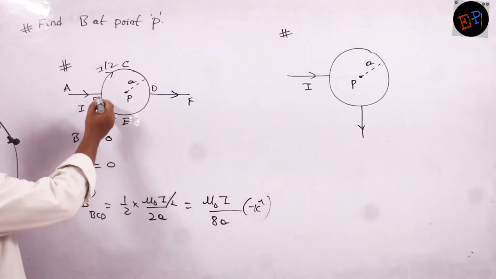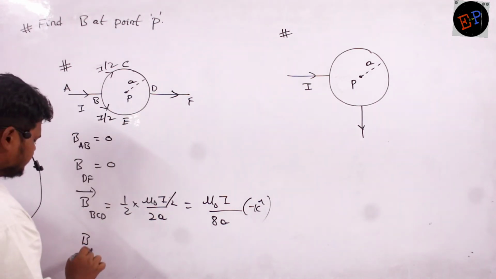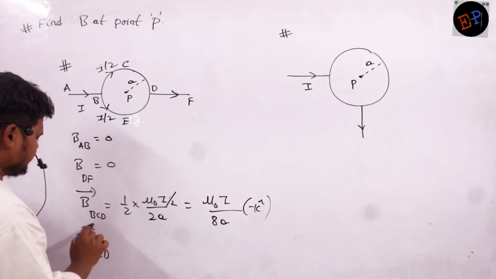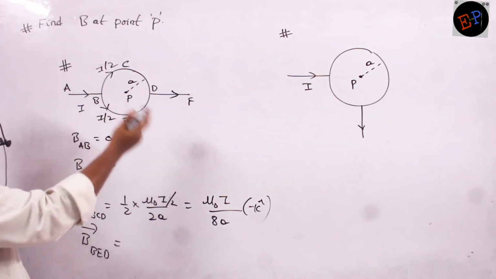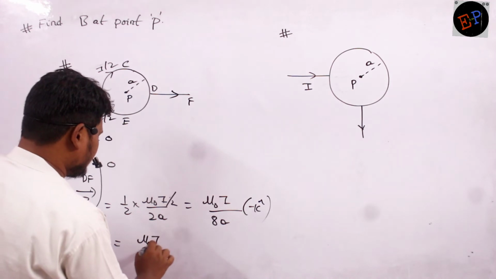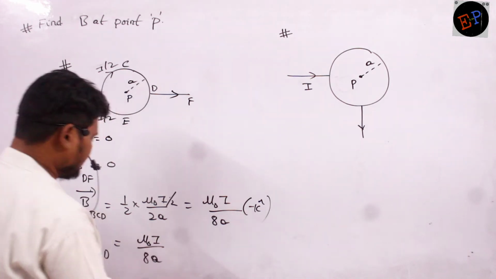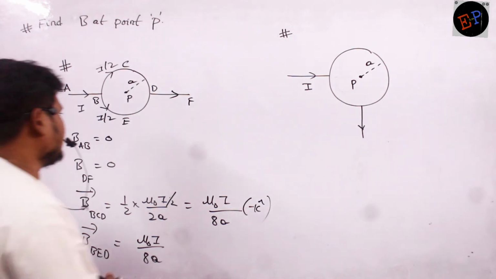Now what about this loop? Magnetic field because of BED, this one. Magnitude wise it is the same. Current is same, length of the loop is same, everything is same. So magnitude wise it is also mu naught I by 8 A. Clear? Direction: perpendicular and outside the board.